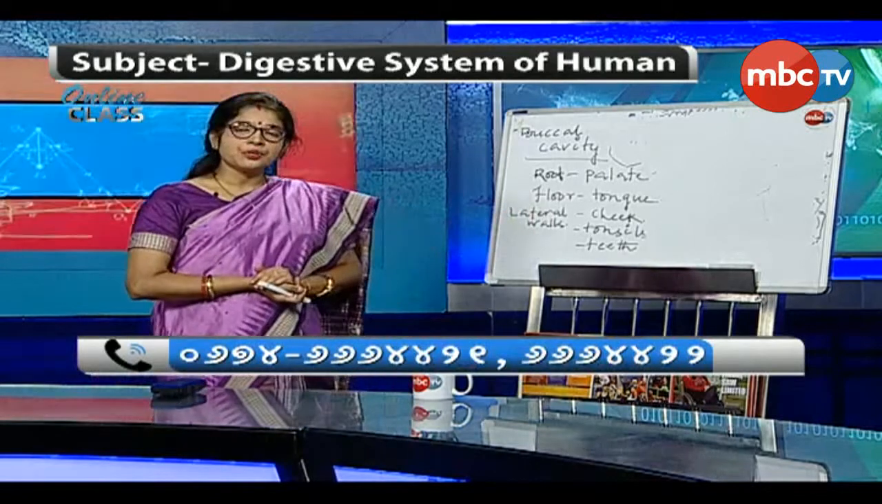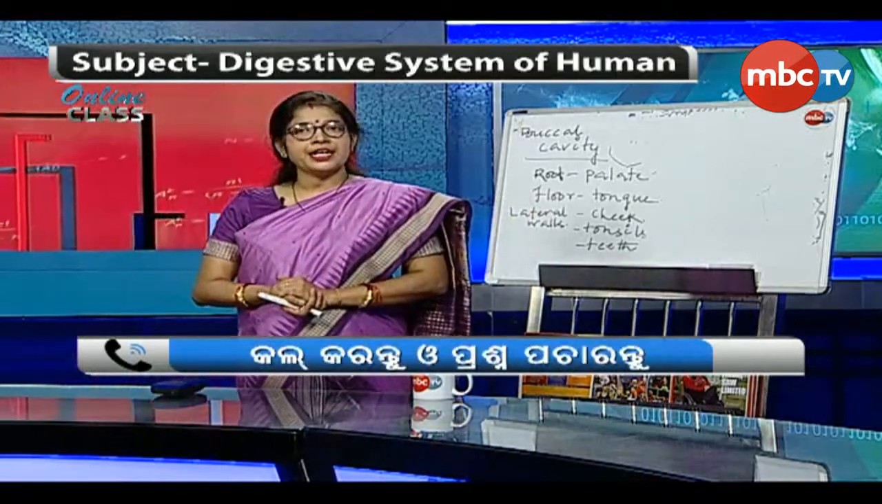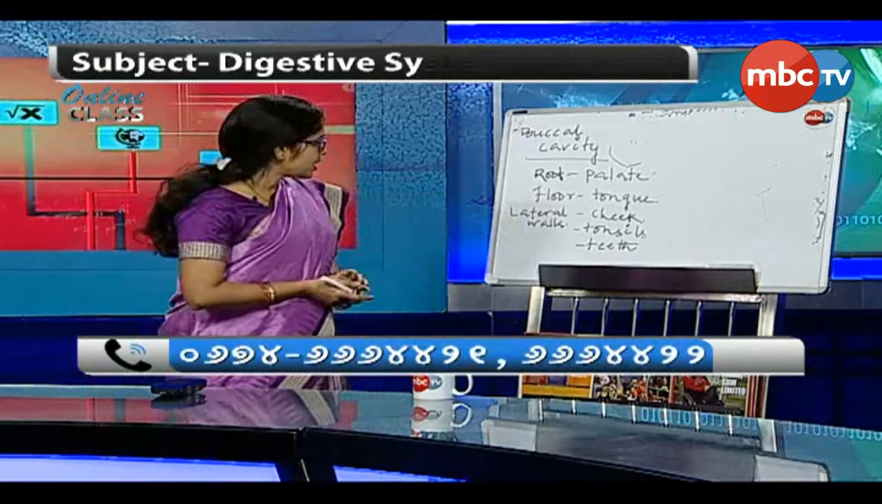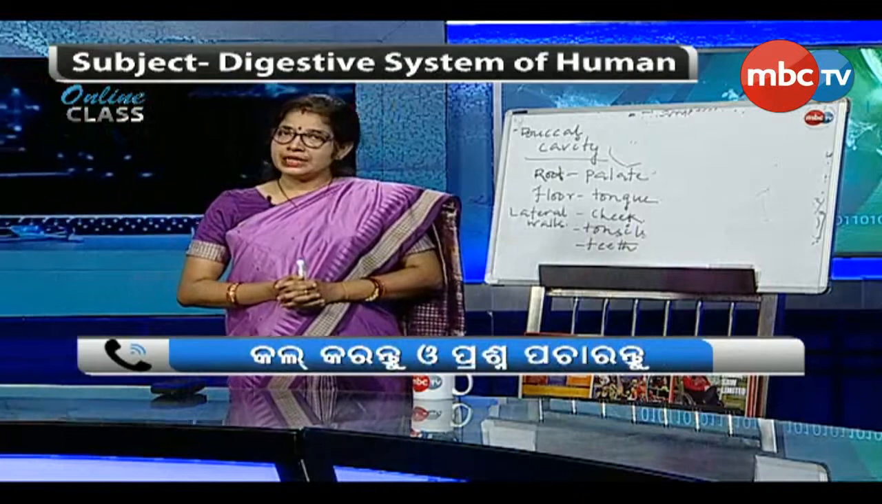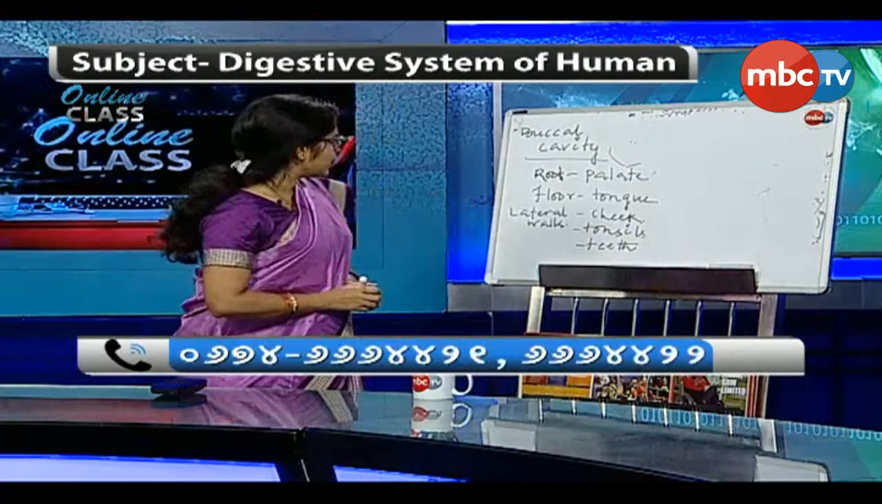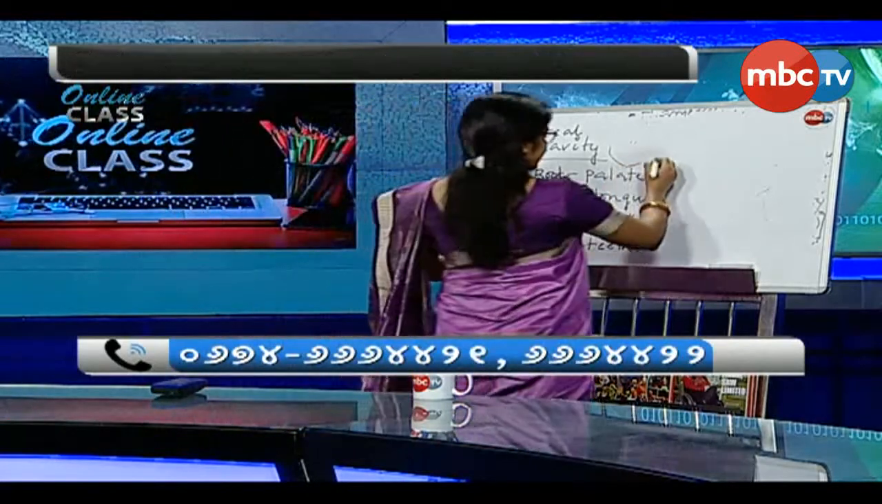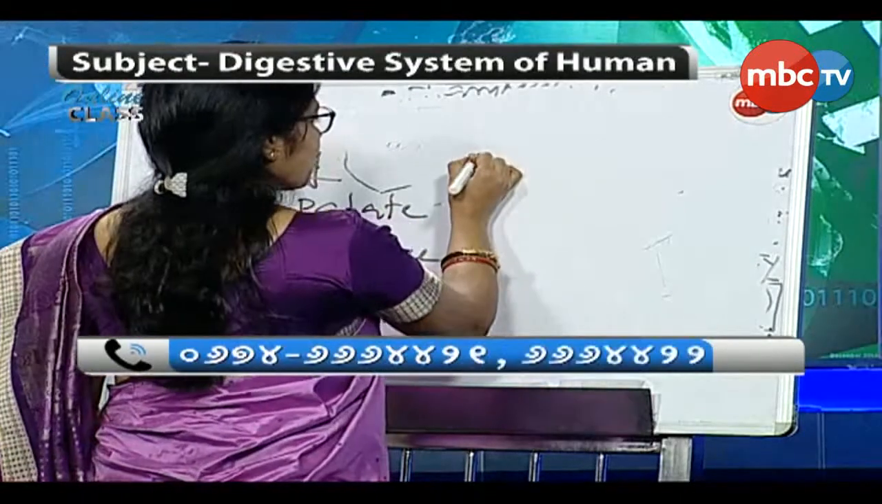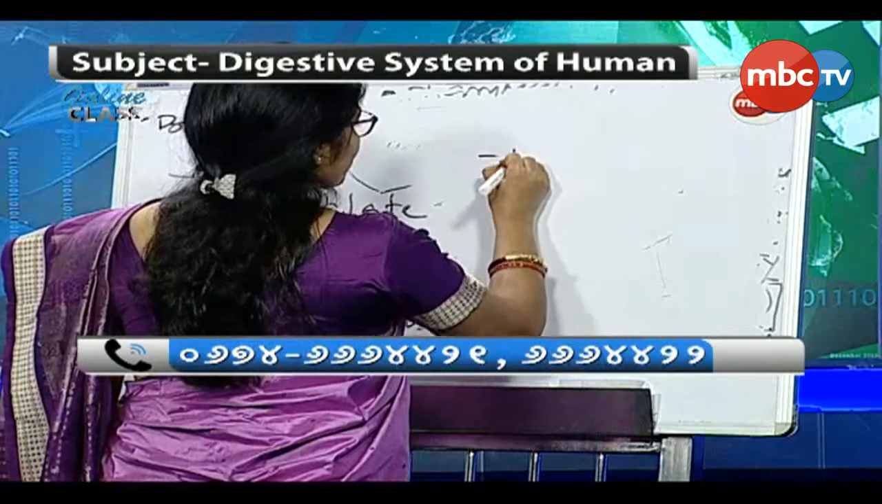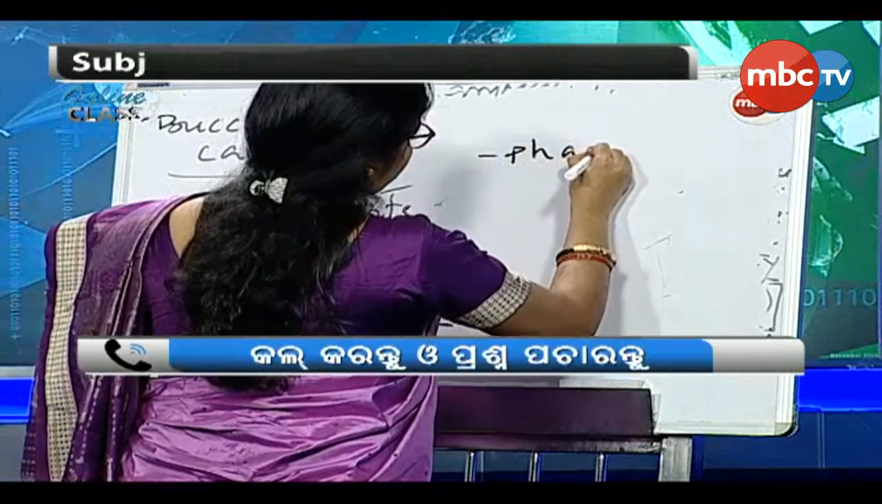So what is the position of the tonsil? Just behind the soft palate, the tonsils are present. The inflammation of the tonsil will lead to tonsillitis. The tonsil is arranged in a ring-like manner. The tonsil is of four different types. First one is pharyngeal.